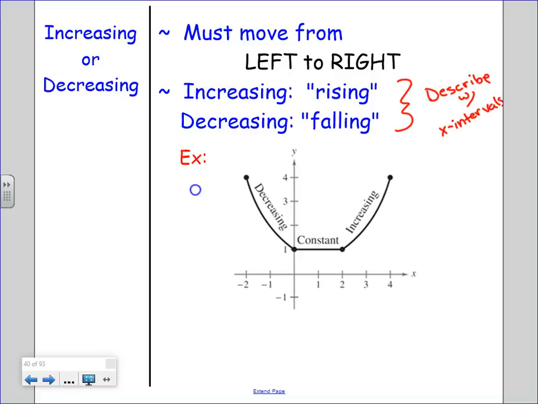Hold on, just a second ago, when we were talking about domain, those are x values. When we were talking about domain, what was the question that we were trying to ask ourselves? How far left to how far right?